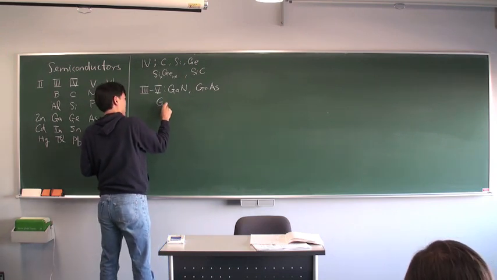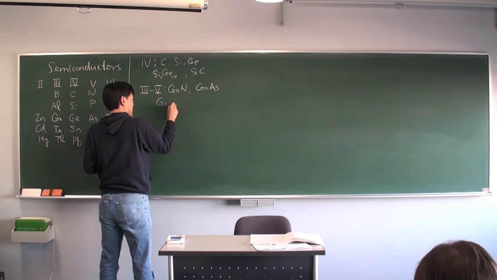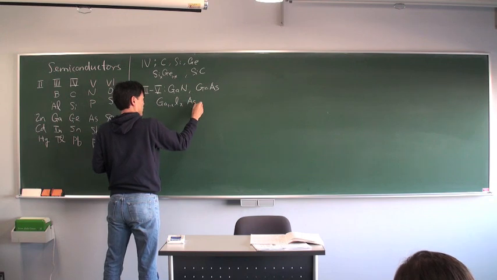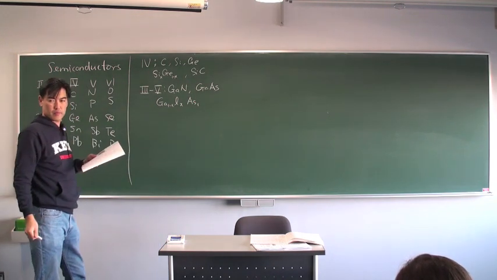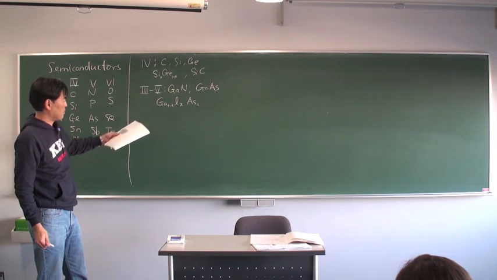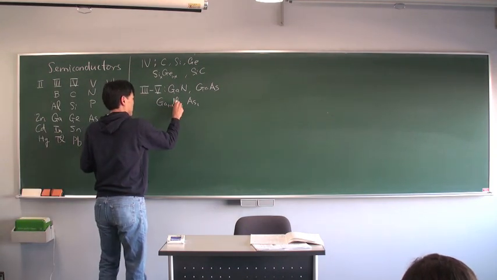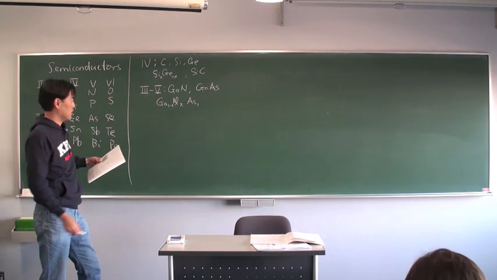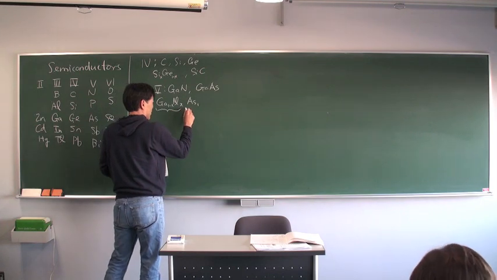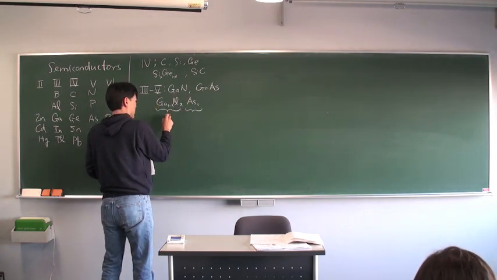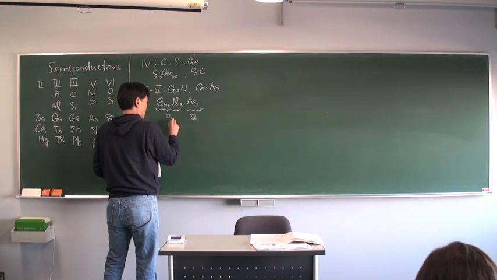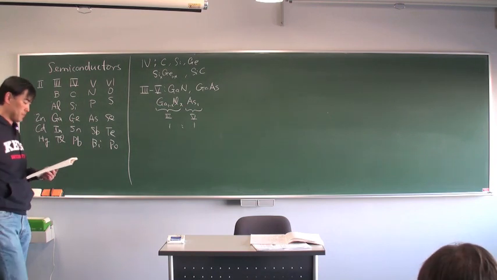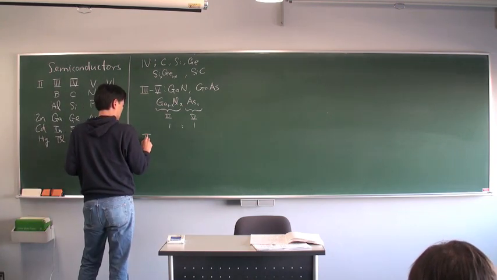Then we can mix a lot of different things, such as gallium 1 minus x, aluminum x, arsenide. This is one, basically. We can mix gallium and aluminum and arsenic, as long as the 3 and 5 are in 1-to-1 ratio. Then we have 2-6s.